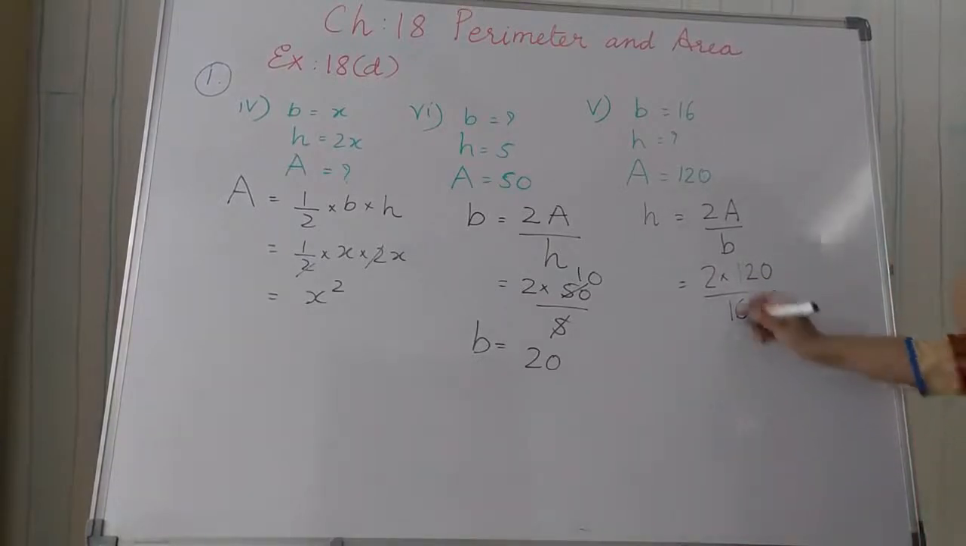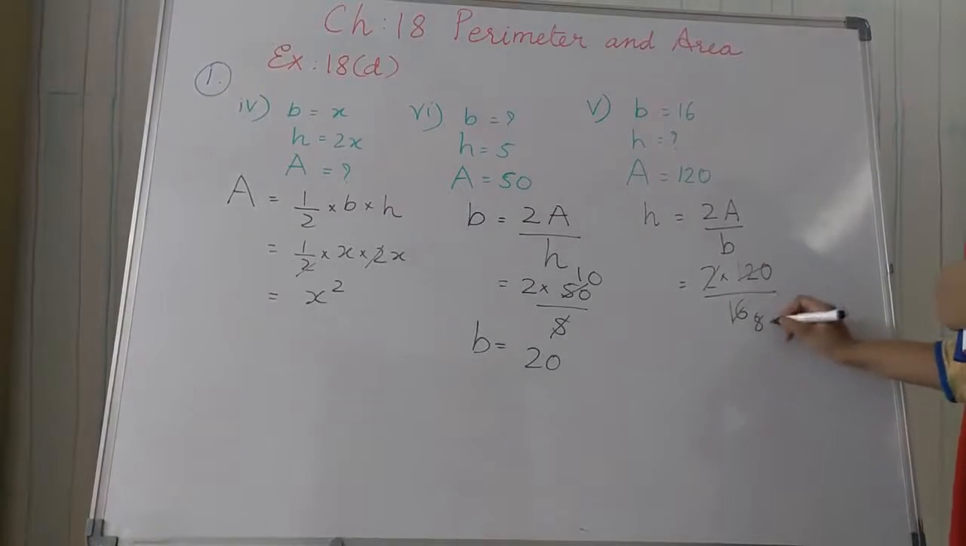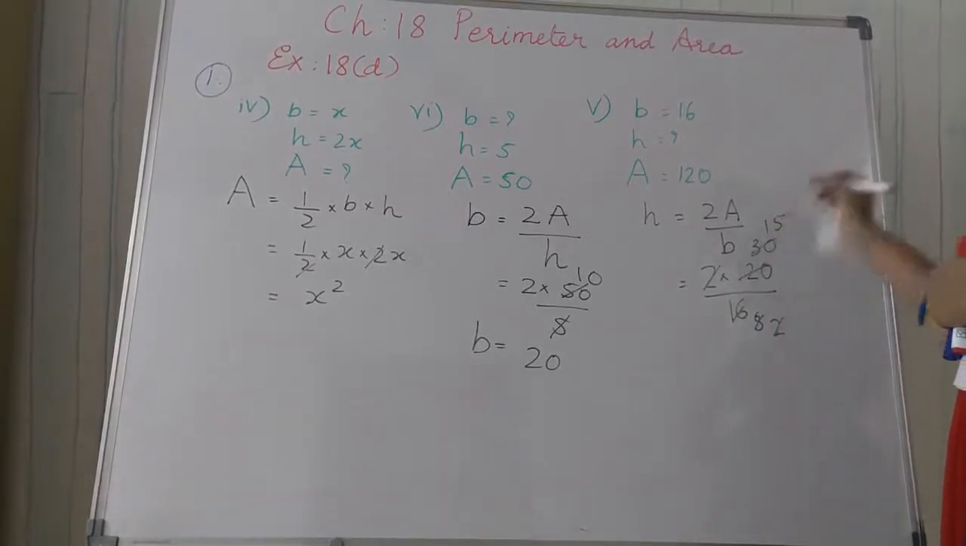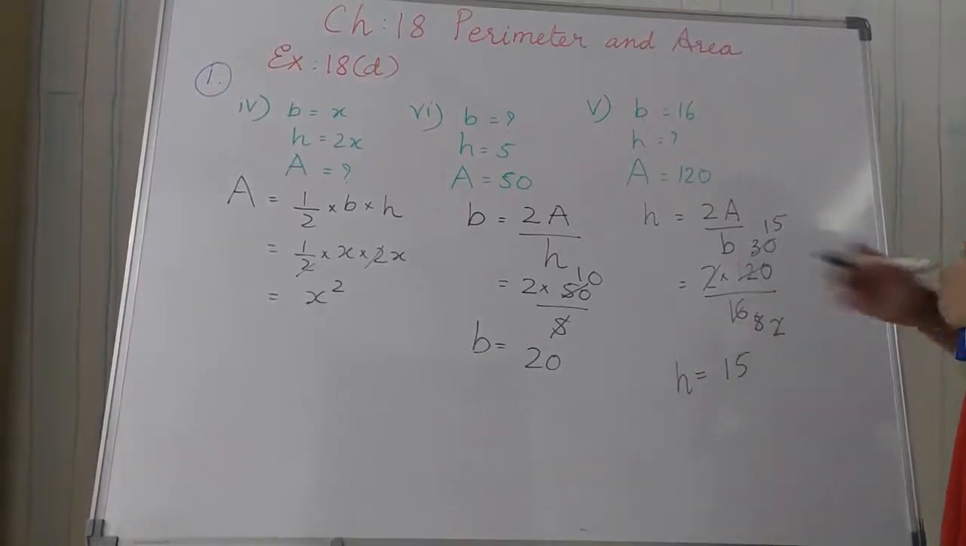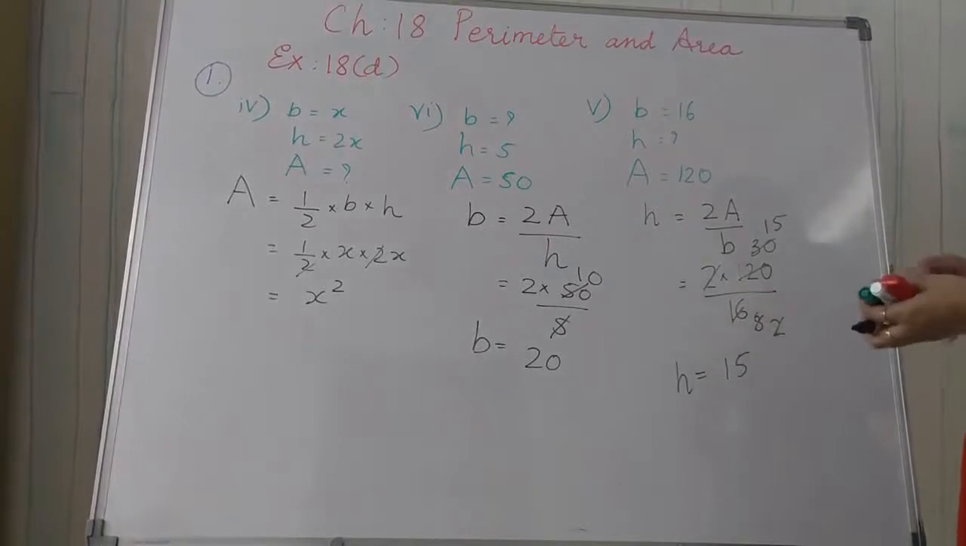So 2 into 120, which is the area, and the base is given as 16. Now solving, first of all 2 8s are 16, then 4 2s are 8 and 4 3s are 12, and 2 15s are 30. So we get 15 as our height. So we get the answers, students, you can see.